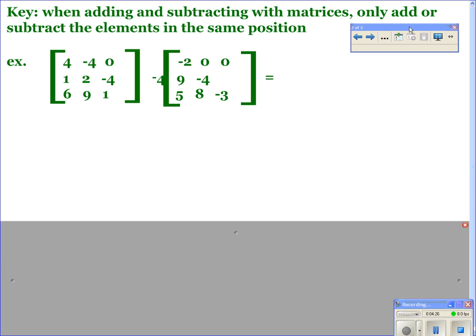So this right here, that middle row got moved over. So when you're copying this down, it should be like this.